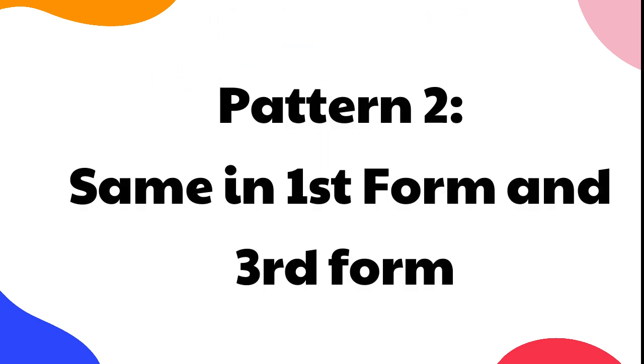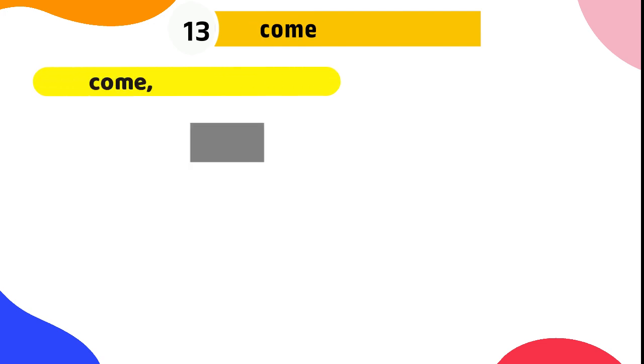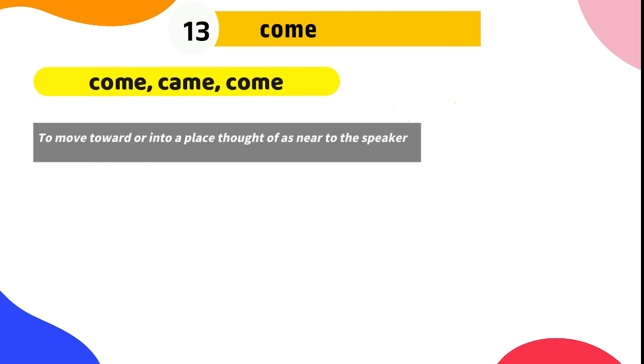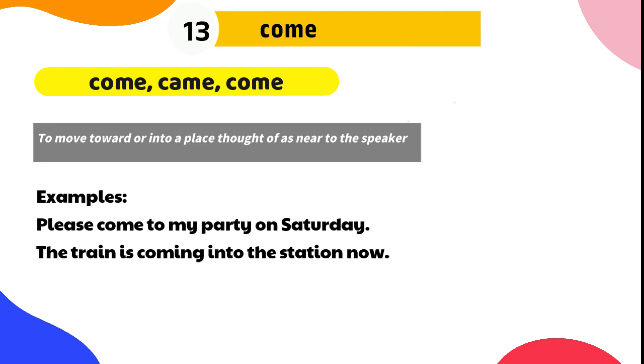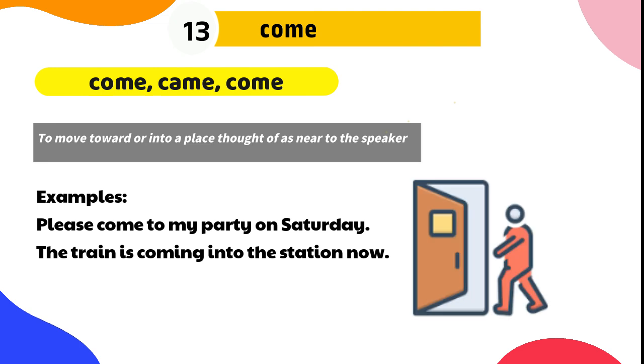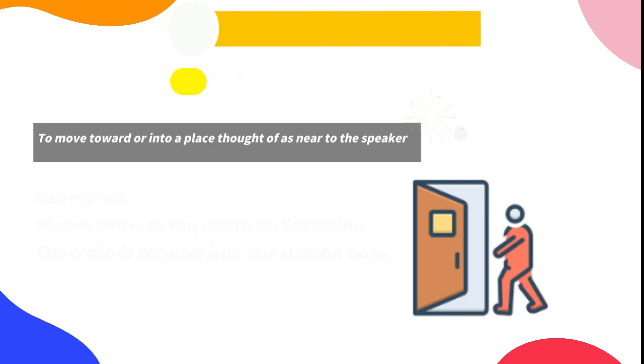Now, let's discuss those irregular verbs that are same in the present and past participle, i.e., they have the same first and third form. Here are the meanings and examples for the verbs. Come, came, come. Meaning, to move or travel toward or into a place thought of as near or familiar to the speaker. Examples. Please come to my party on Saturday. The train is coming into the station now.